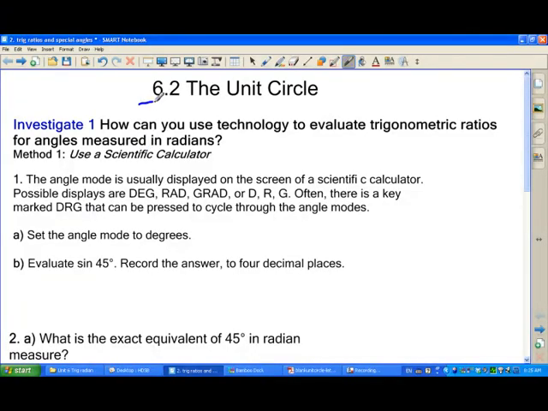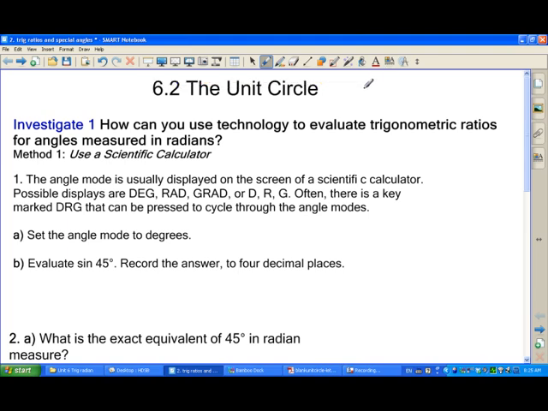Today we're going to be looking at something called the unit circle and investigating how we can use that to help us solve problems with trigonometry. But before we do that, yesterday you were introduced to a new way of measuring angles called radians. And briefly, I just want you to get familiar with using radians on your calculator.